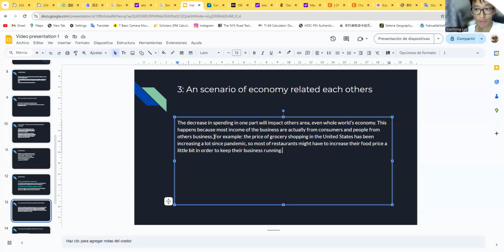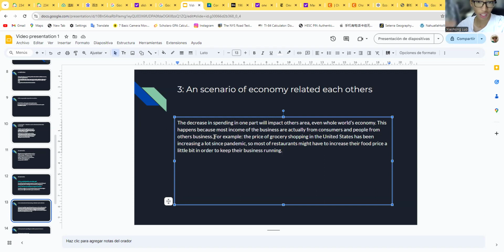And I don't think they can increase their food prices a lot, like one or two times, because the prices might be a little bit expensive, or might not be worth it for a certain amount of consumers, so they might have less spending or less income, with fewer consumers spending money at the restaurant.